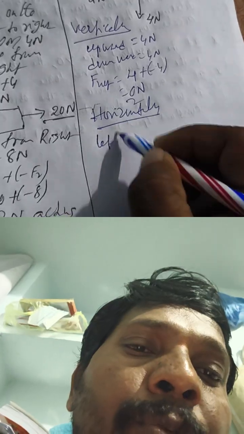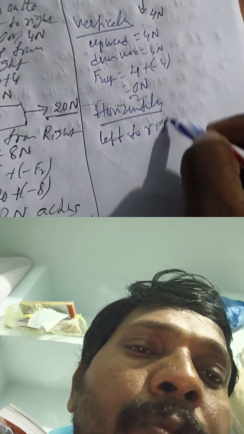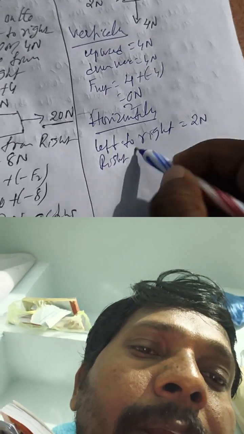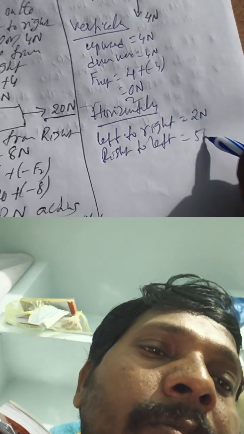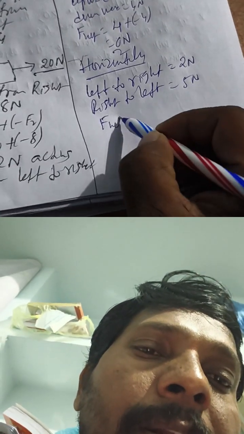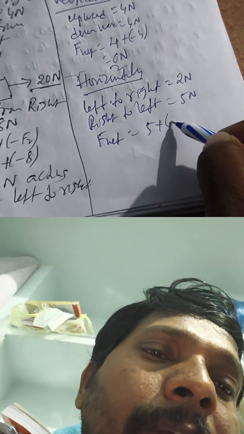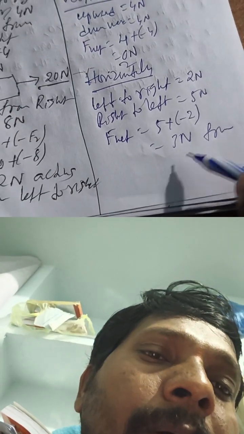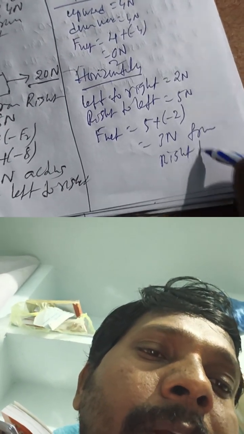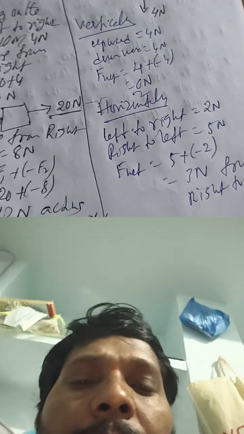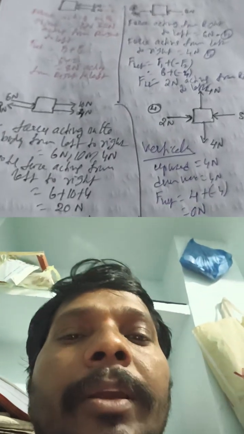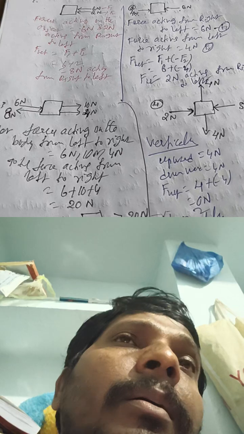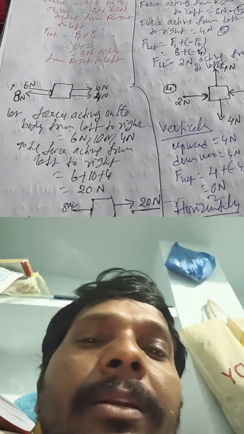From left to right, how much force? 2 newtons. Right to left, how much? 5 newtons. So then F net is equal to directly 5 minus 2, that is equal to 3 newtons from right to left. In this way we are able to find the net force acting on the free body diagrams, the resultant force.